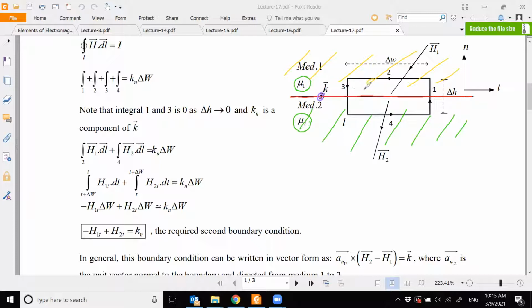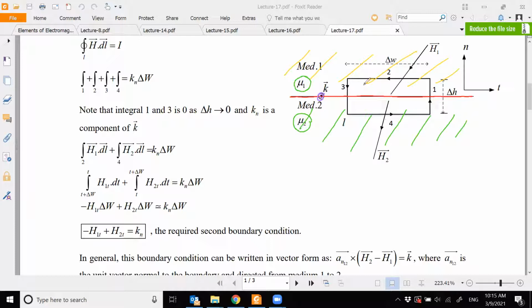Now we put a small closed Amperean loop such that half the loop is in medium 1 and half the loop is in medium 2. Its height is delta H and its width is delta W. And these are the magnetic fields, H1 in medium 1 and H2 in medium 2. Now we need to find the relationship between them.